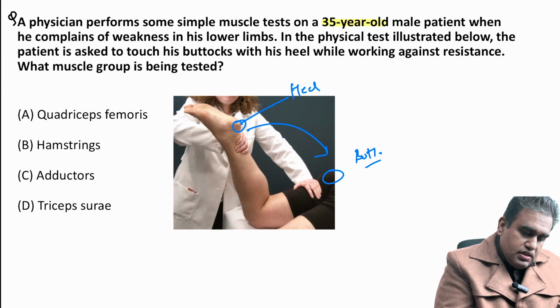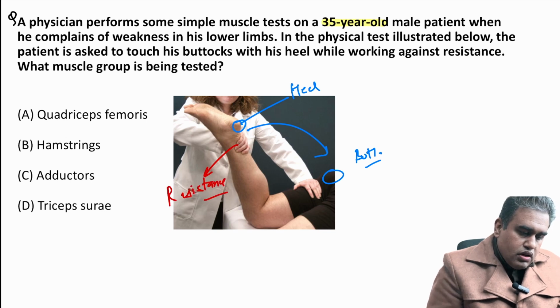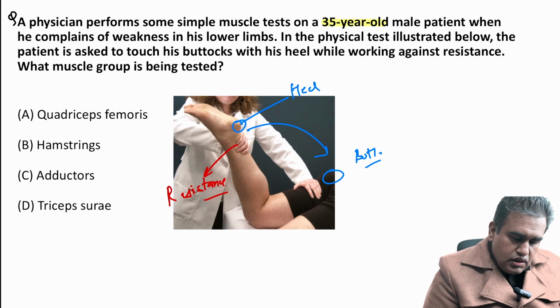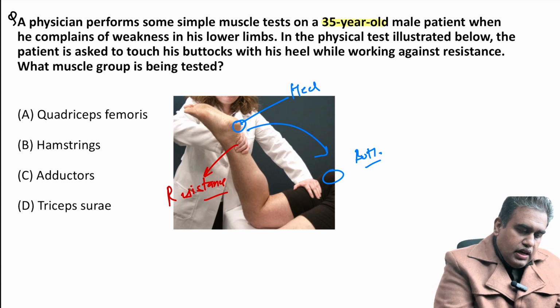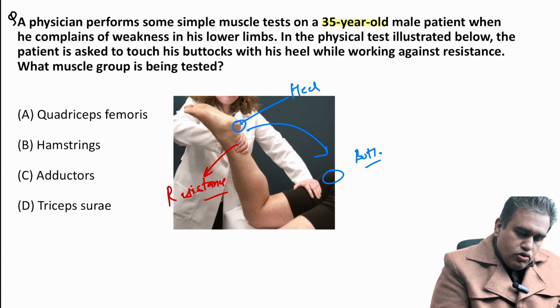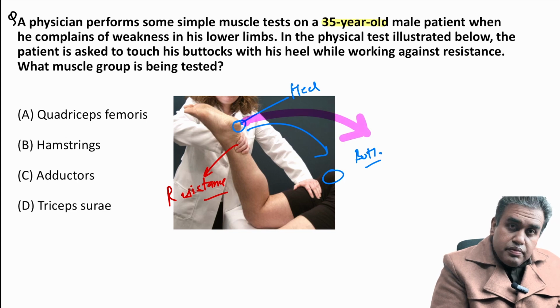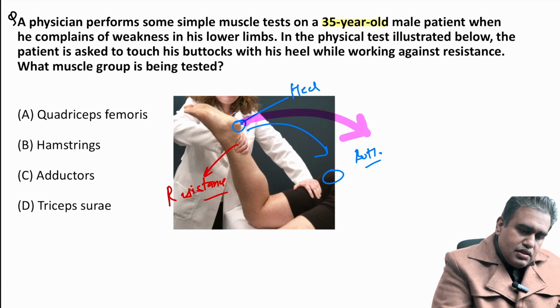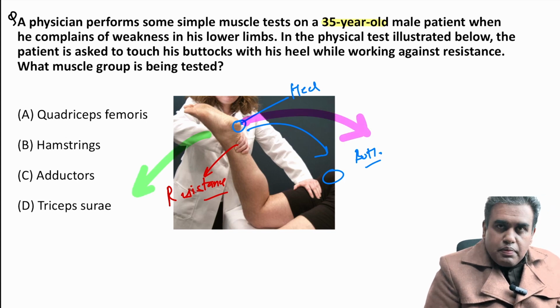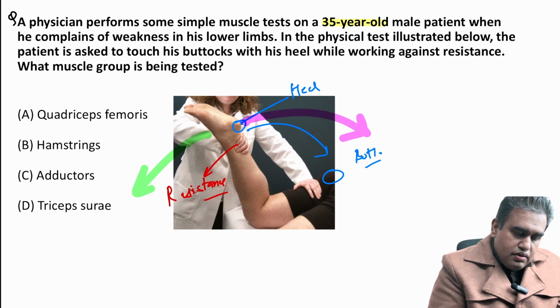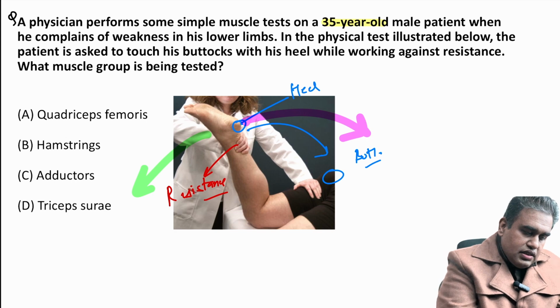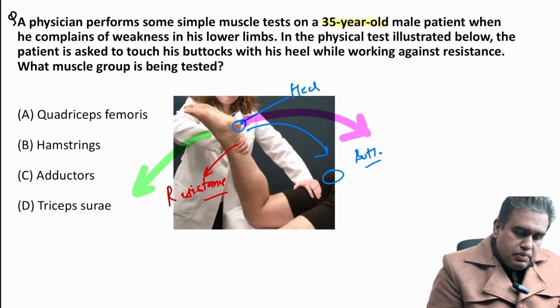He is asked to touch the buttocks with the heel against resistance. There is resistance being given in this direction. You can see from the hand, this is the direction in which the resistance is being provided. What muscle group is being tested? Simple question now. The patient is asked to move the lower limb in this direction, with resistance given in this direction. So what muscle group is being tested?